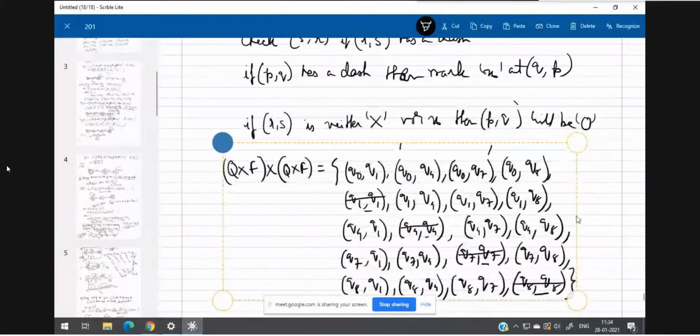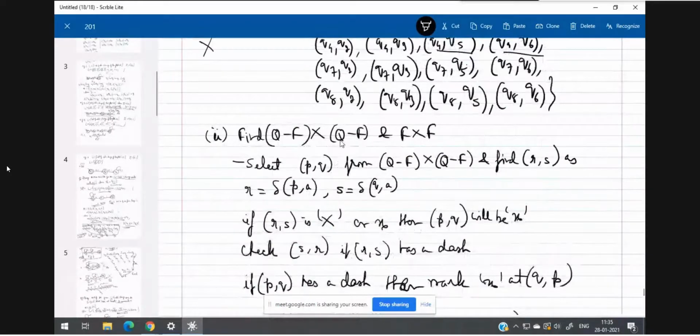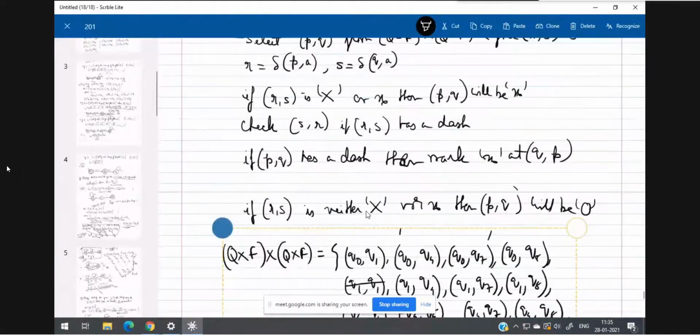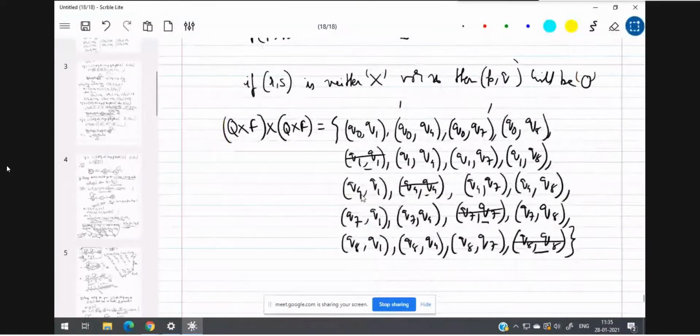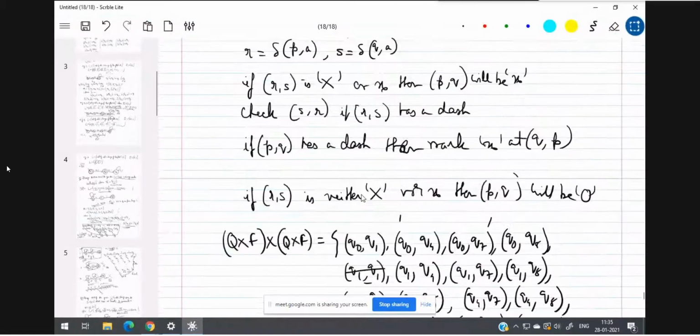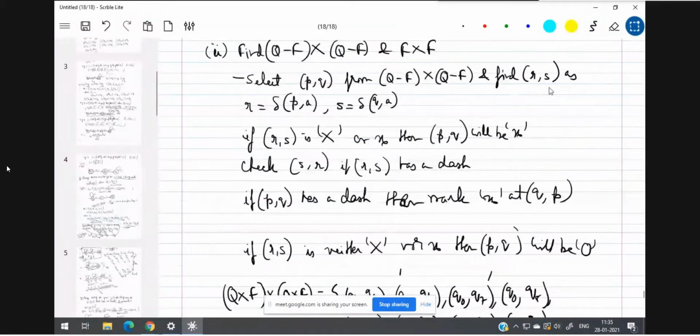Okay, this we are going to study now. And then what else? Q minus cross F and F cross F, F cross S, let me do it later on. Let me complete this Q minus F cross Q minus F. In this, what we need to do is find this RS. What do we mean by RS and what do we mean by this A and all?